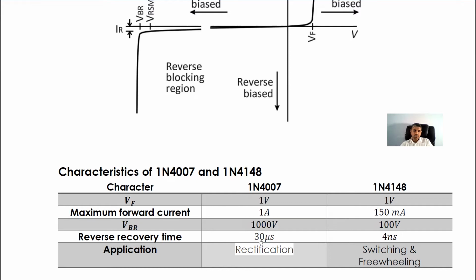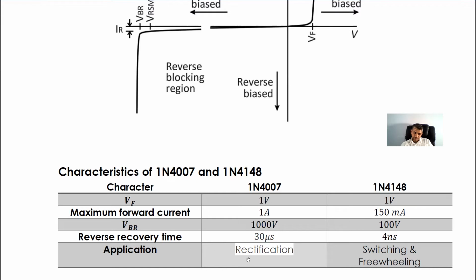But here, normally in rectification, converting AC to DC, I can't remember the single term at the moment. In rectification we normally deal with 50 hertz. So 50 hertz means 20 milliseconds is the time period. So in rectification we have to deal with milliseconds. Therefore, a 30 microsecond recovery time is enough.